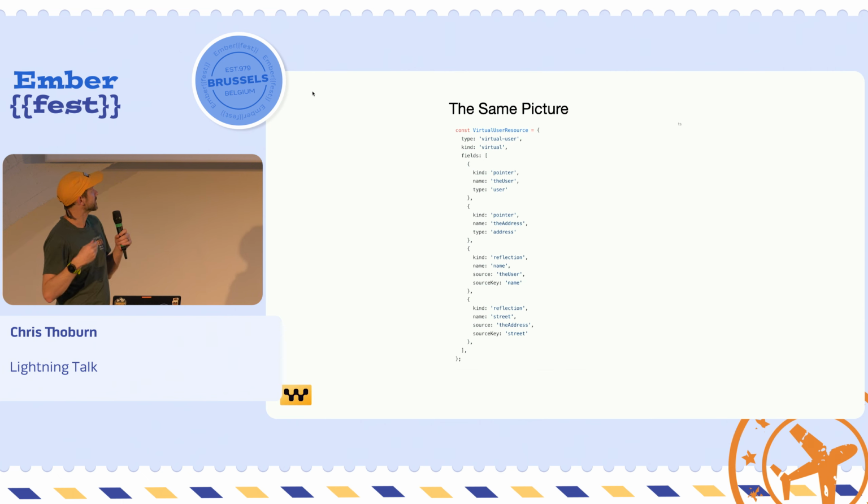So a virtual resource is just a pointer to a couple of other things. In this case, we have the user and we have the address, and then we add a field kind called reflection. Reflection is basically an alias into a field on another record. So from your perspective, you get some data from the server. That data from the server has just two fields, street and name. The cache says, oh, this is a virtual resource. I'm going to go find the right entry and merge that data into the correct entry for each field. So everything stays consistent. Everywhere in your UI, it's the same.